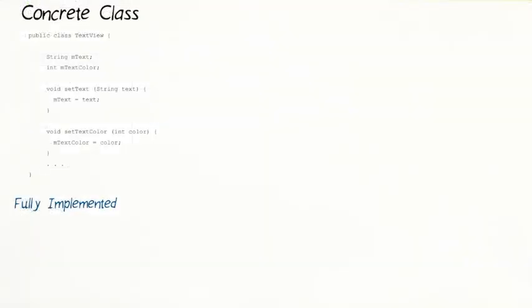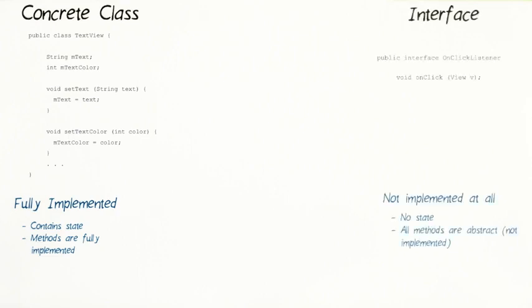So at this point, you may be wondering, wait a minute, how is an interface different from a class? The document pages look pretty similar. Well, in the last course, we learned about classes like TextView, which contains state and methods that are fully implemented, meaning there are instructions in each method. Now, we are being introduced to interfaces, which contain no state, but it does contain method signatures.